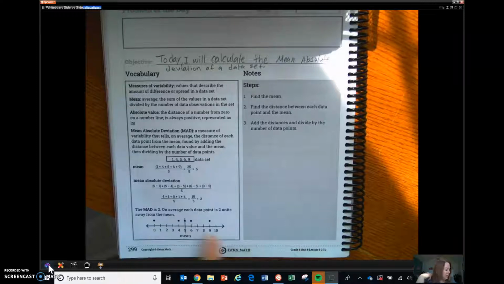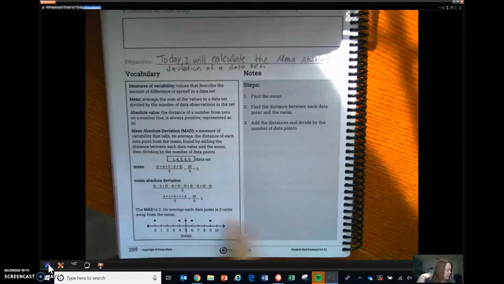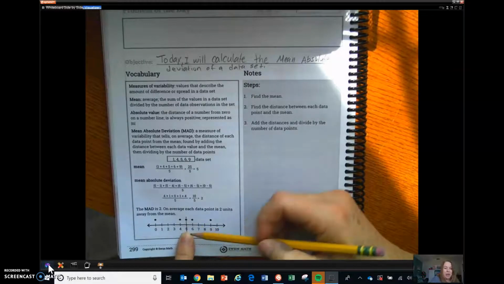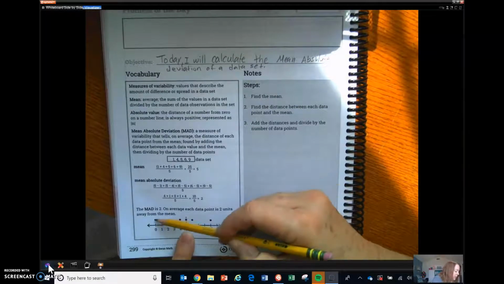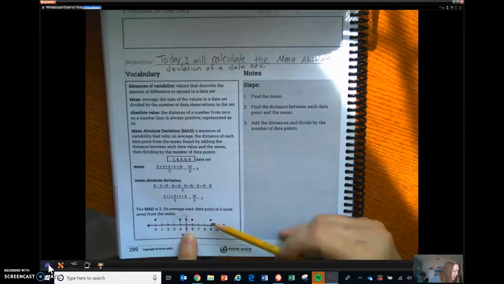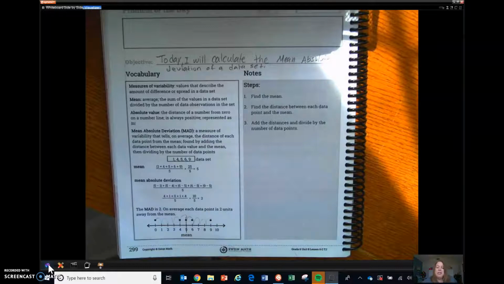So if you look at this, for the MAD, on average each data point is, okay, the mean is right here at 5. So how far in absolute value is this from the mean? It's 1, 2, 3, 4, 5 steps away, and this one is 1, 2, 3, 4 steps away. It's basically just figuring out how much our data deviates from the mean.